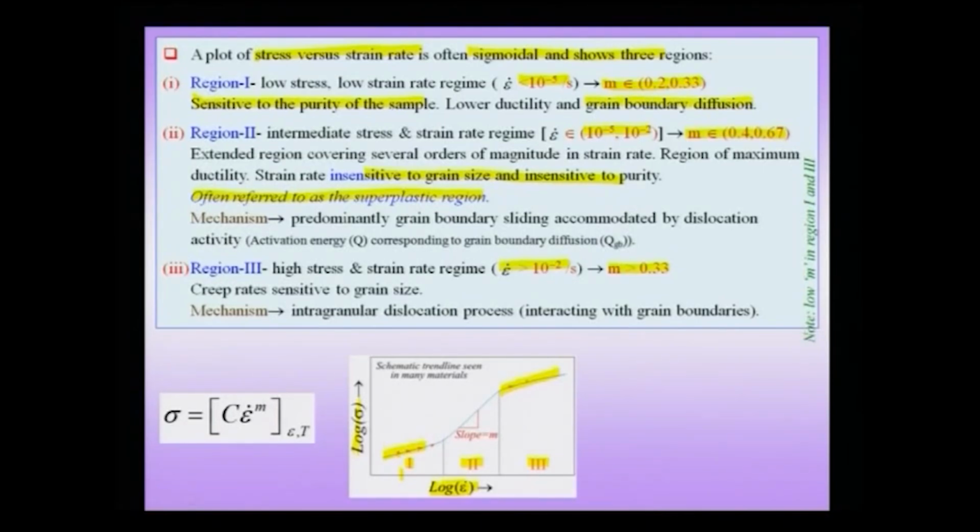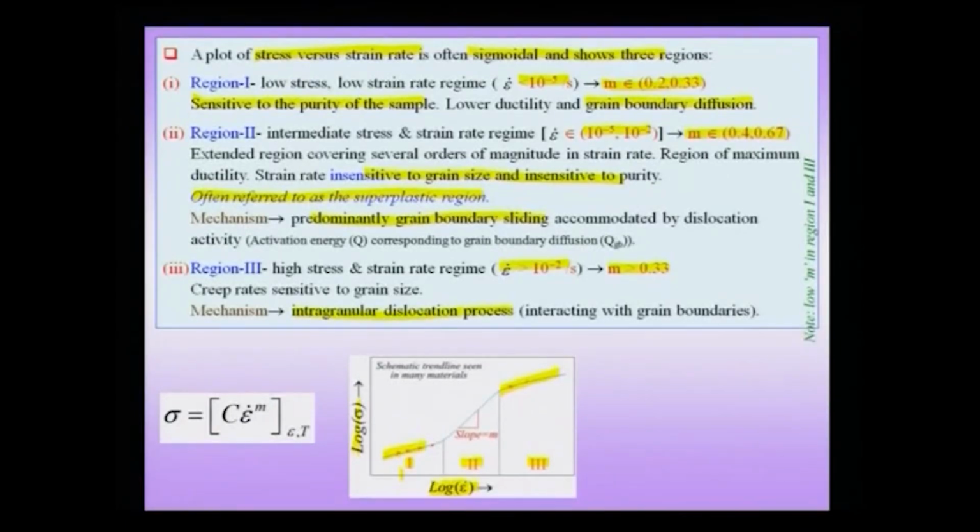It could be predominantly grain boundary sliding, and this grain boundary sliding is of course accommodated by dislocation activity and also some amount of diffusion, but that is the region 2 mechanism. While in region 3, intergranular dislocation process, with these dislocations interacting with the grain boundaries, is expected to play an important role in the deformation of the material.